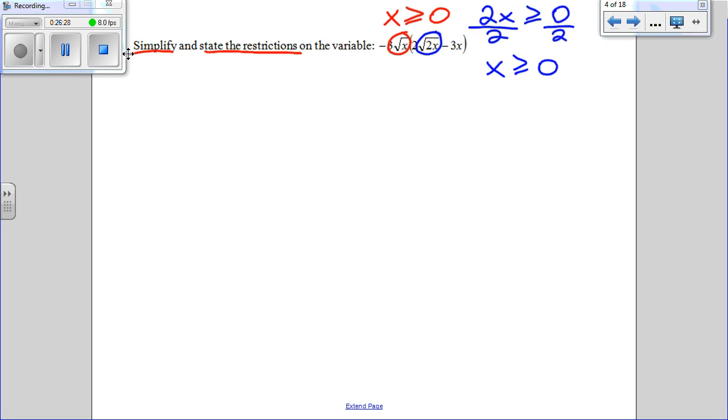How can it be greater than or equal to 0 if it can't be 0? You can't square root 0? So the square root of 0 is just 0. So that's why it's allowed to be equal to 0.